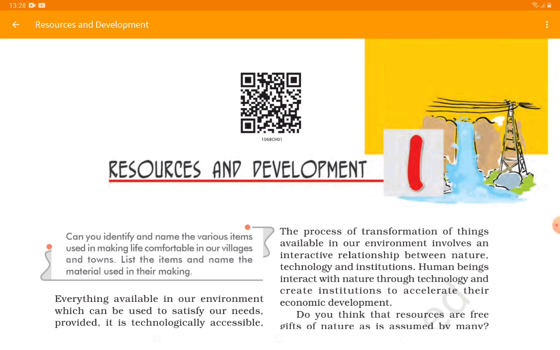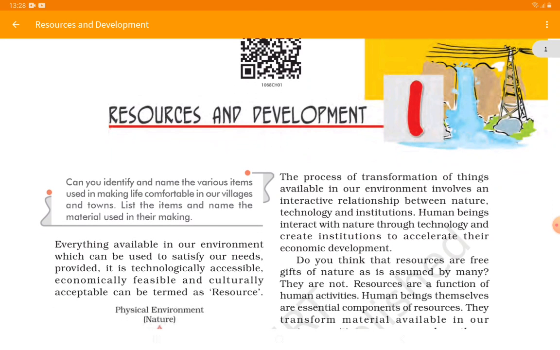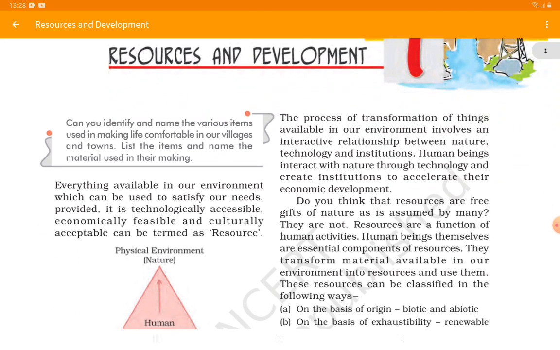Today, we will begin with our geography unit, chapter number 1, Resources and Development. Now, what do you mean by resource? Before that, let us see the introduction. Can you identify and name some various items used in making life comfortable in our villages and towns? List the items and name the material used in their making.